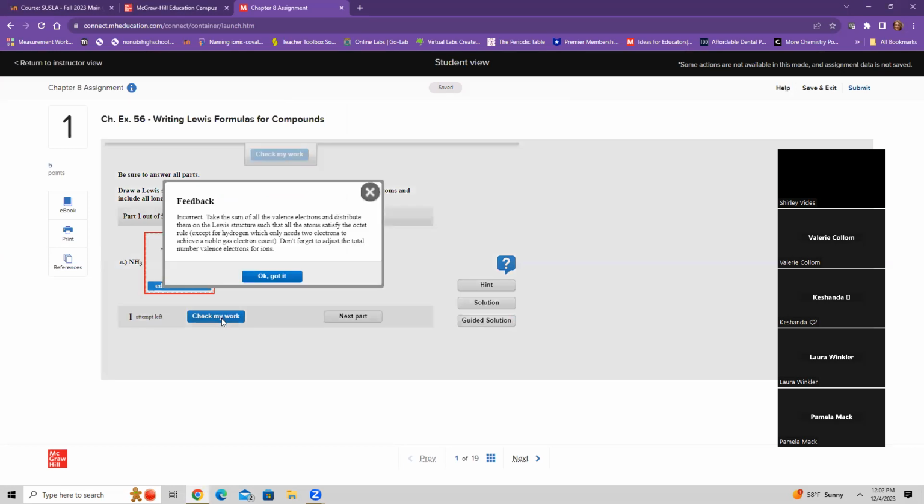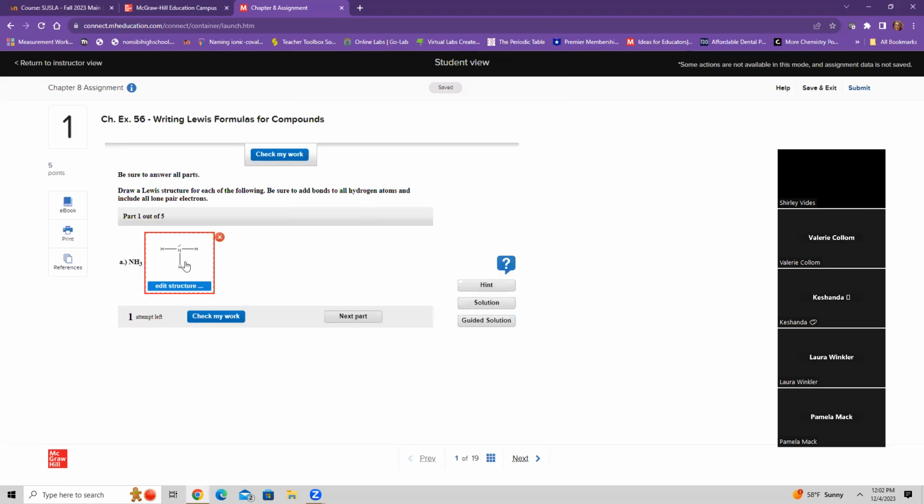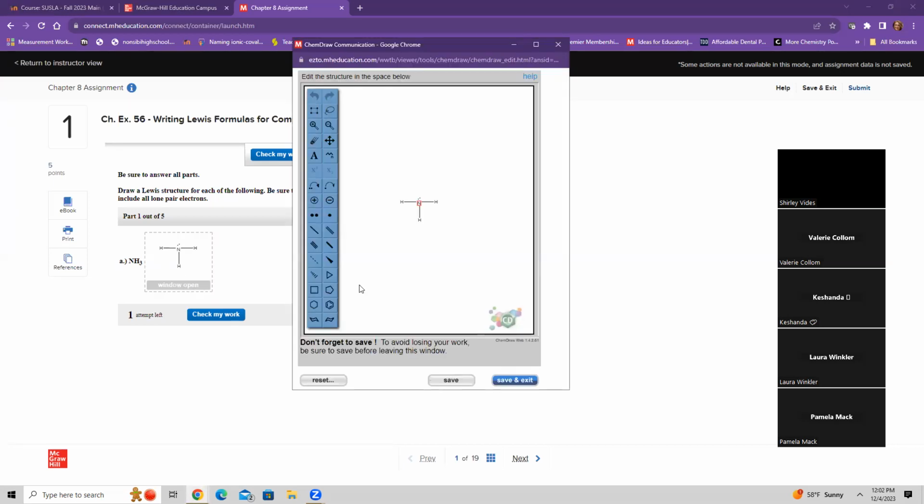Boom. It says incorrect. Take sum of all valence electrons, distributed. Octet rule, yep, I know, and I did that already, and it's got the lone pair on it. Okay, let me see, edit structure. What's wrong with you? The lone pair. Was one of them supposed to have a double line? No, not in this one. Okay. Let me make sure. Let's see, edit. I don't want to reset it. Oh, I don't want to reset it because then I have to redo it. Okay, what is wrong with you?